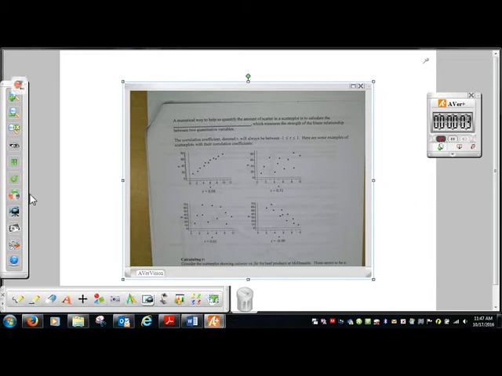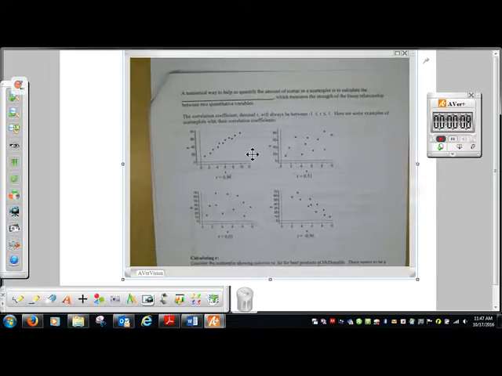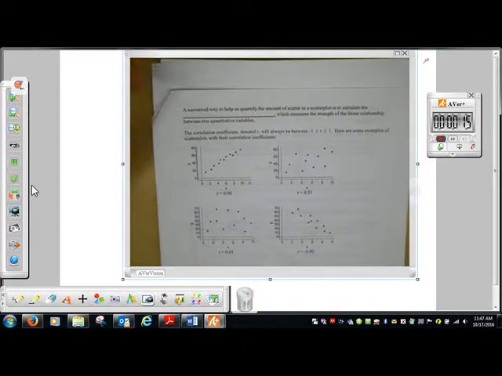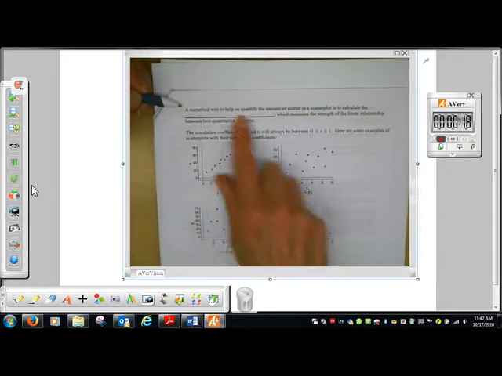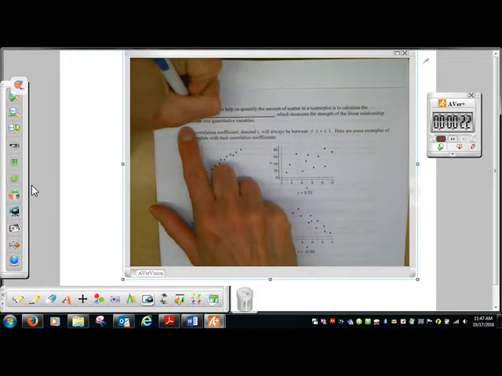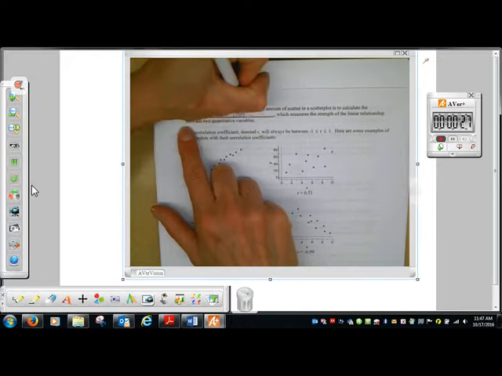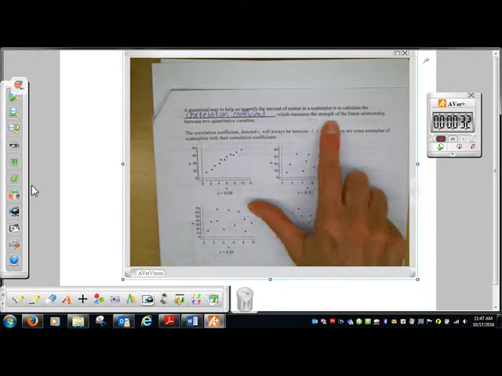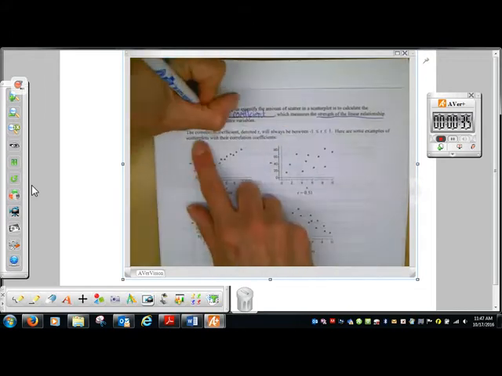Alright, so now we're in part 2. In part 2, we are talking about the correlation coefficient. There's a numerical way to help us quantify the amount of scatter in a scatter plot, and that is to calculate the correlation coefficient. The correlation coefficient measures the strength of a linear relationship between two quantitative variables, input, output.